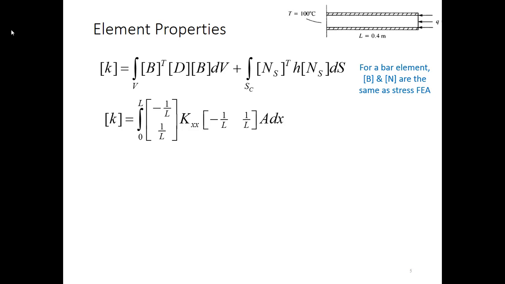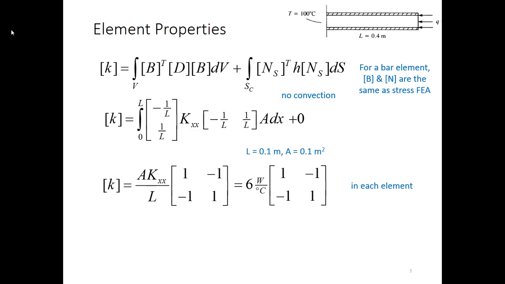So that means that my B matrix is minus 1 over L and 1 over L for the left-hand term there. For the right-hand term, the convection piece, pardon me, there is no convection in this problem because it's insulated along its length, so that term just goes to 0. Multiply things out and I get an element stiffness matrix that looks remarkably similar to the one that we have for the bar element in stress analysis.